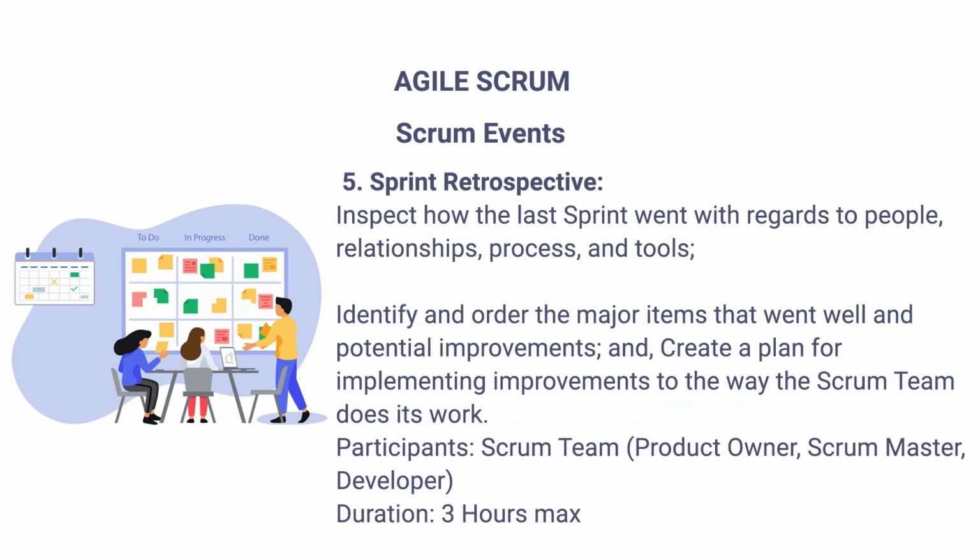The next one is the sprint retrospective. In this event, inspect how the last sprint went with regard to people, relationships, process, and tools. Identify and order the major items that went well and potential improvements, and create a plan for implementing improvements to the way the Scrum team does its work. Participants are the Scrum team, and the duration is 3 hours maximum.